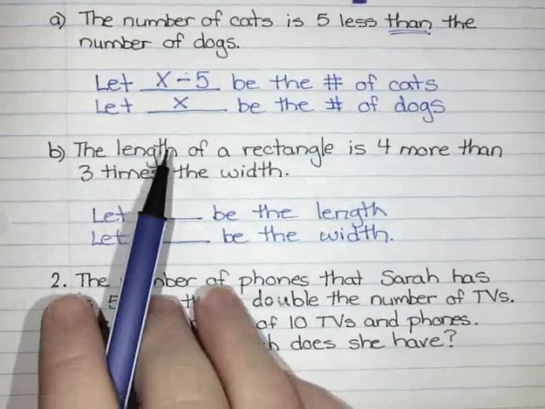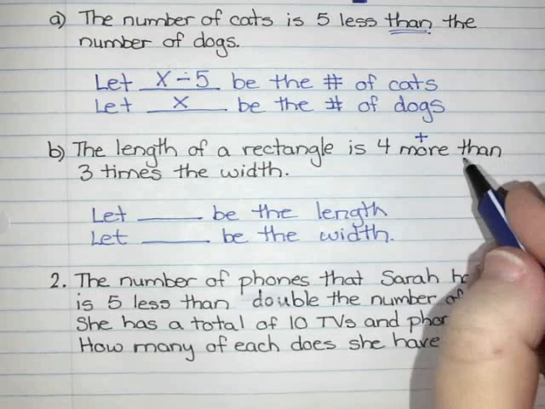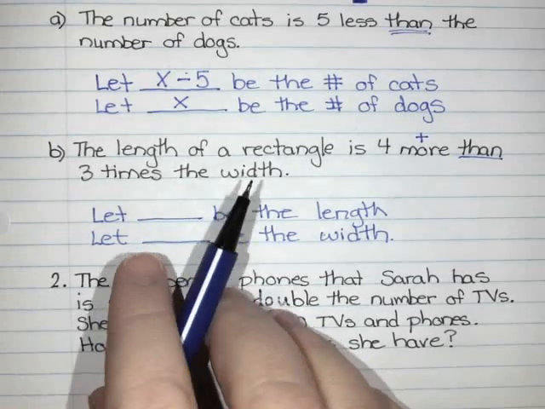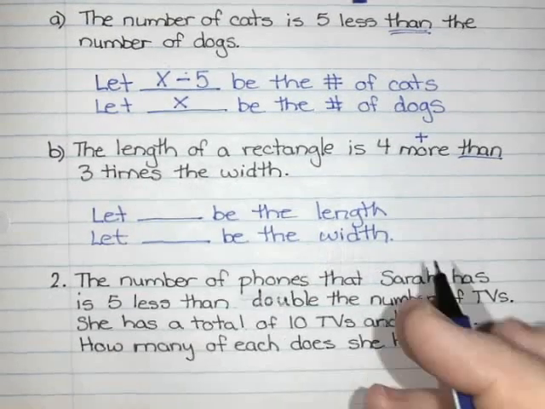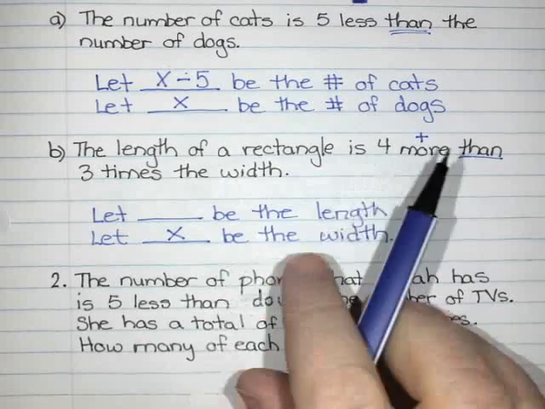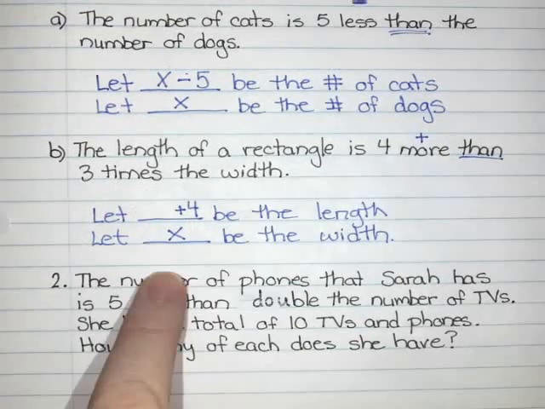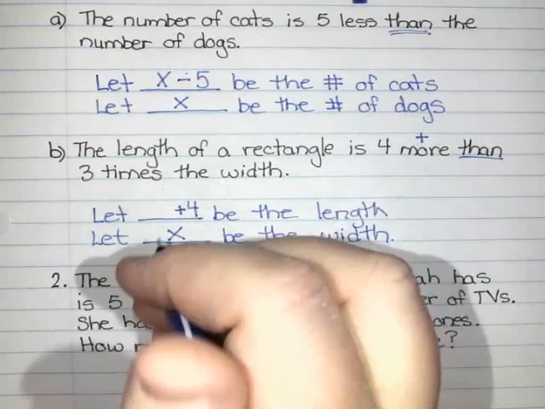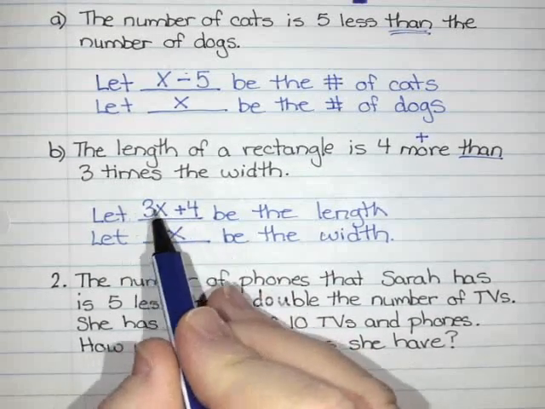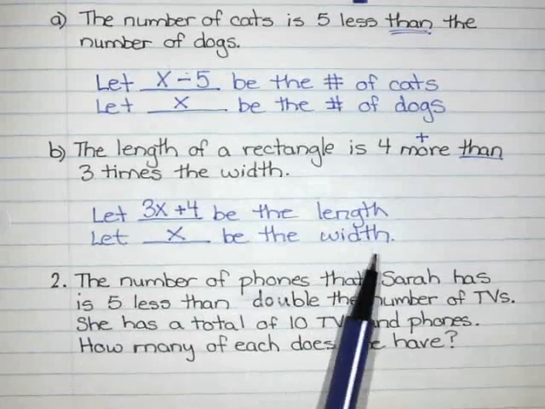Okay, so if I look at it again, the length of a rectangle is 4 more. More means plus. More than, that word than means it's actually something plus 4. 3 times the width. The last thing mentioned is the width. The length is being compared to the width. So I'm going to let the width be X. And then the length is 4 more than, so it's something plus 4. 3 times the width. Well, 3 times the width would be 3 times the width, which we said was X, so 3X. So this is 4 more than 3 times the width, because we said X was going to be the width. So we have let 3X plus 4 be the length, let X be the width.